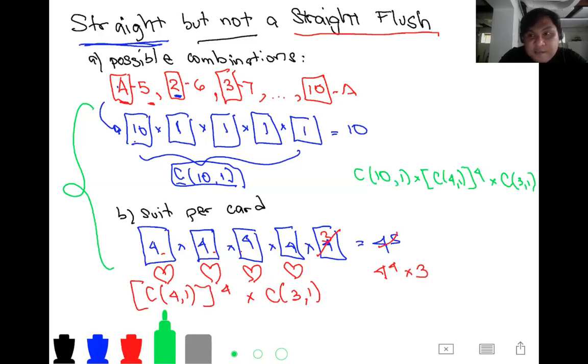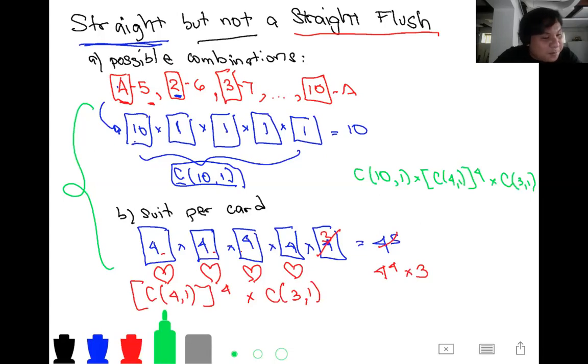That's 2,560 times 3. That would be what? That would be 7,680. So there are 7,680 possible ways of getting a straight, but not a straight flush. All right? You can actually research that, see if I actually counted it correctly. But I'm pretty sure I did. All right. So this is how you actually count the number of ways that it comes out as a straight, but not as a straight flush.